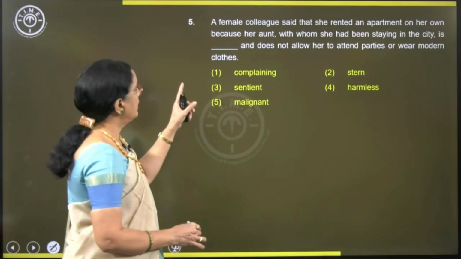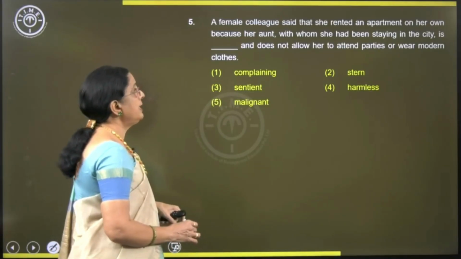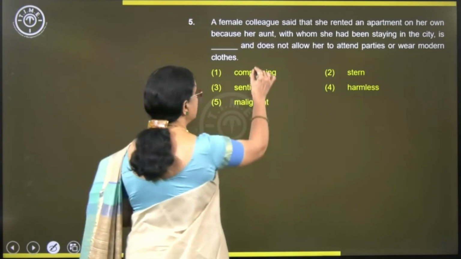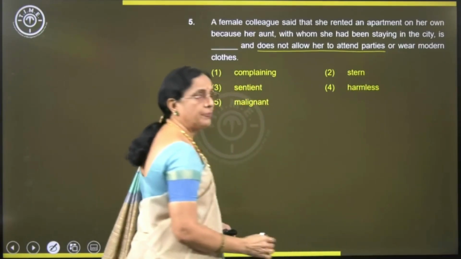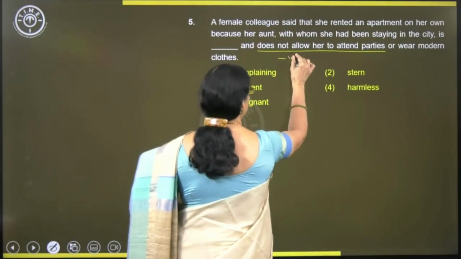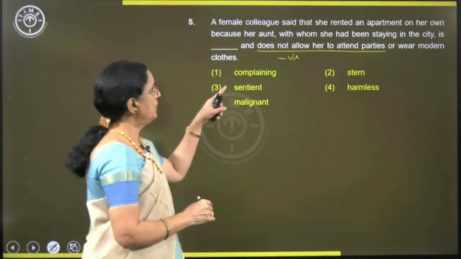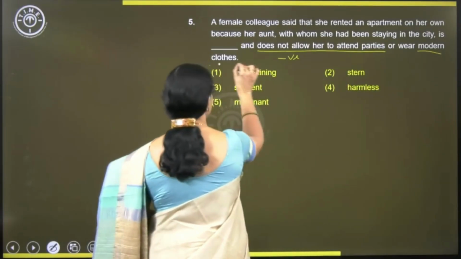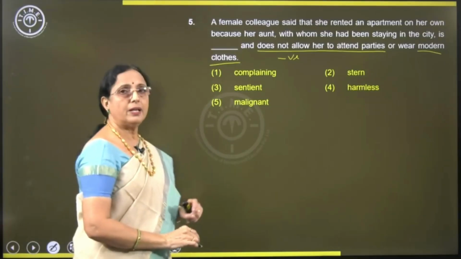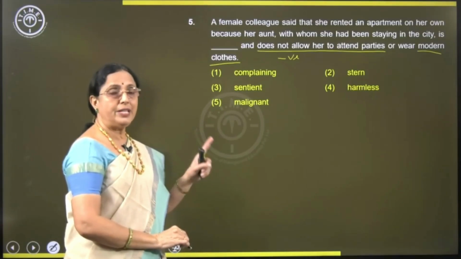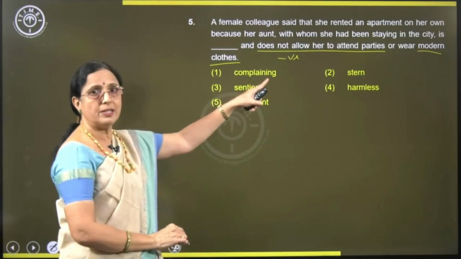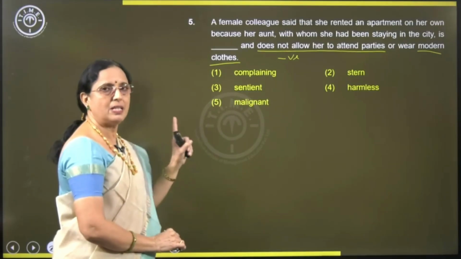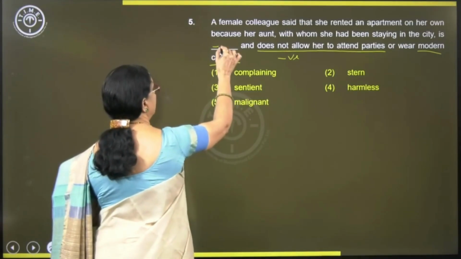Let's see. And does not allow her to attend parties. See, we have not decided positive or negative. We don't know. So what is given here? Does not allow her to attend parties. Negative or positive? Negative. Her aunt does not allow her to attend parties or wear modern clothes. So what do you know from this? What do you say about her aunt? Her aunt must be very strict and she strictly follows the customs and traditions. You can guess that point. Very strict. Keep that in mind. So word should be negative only.